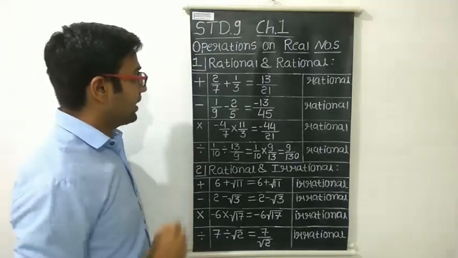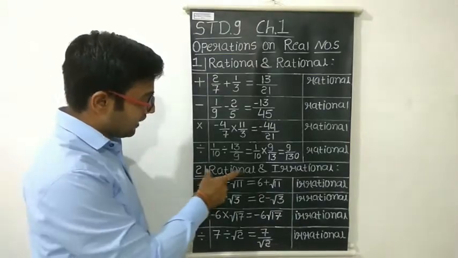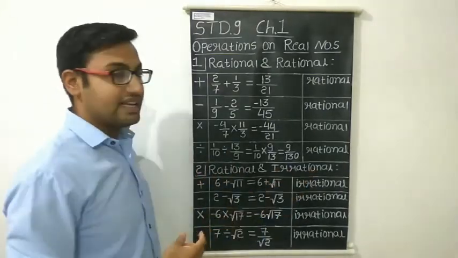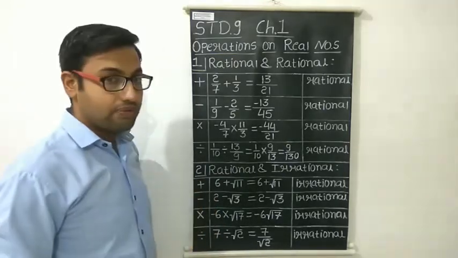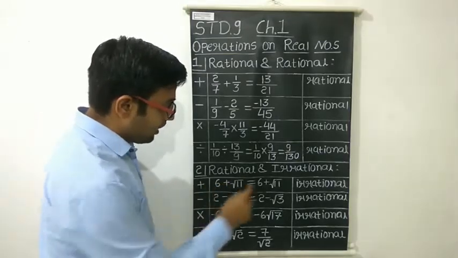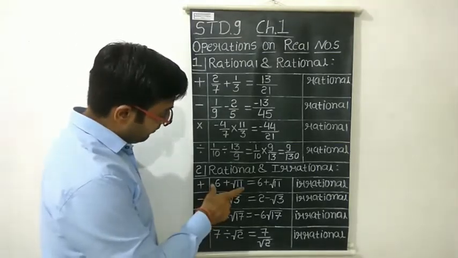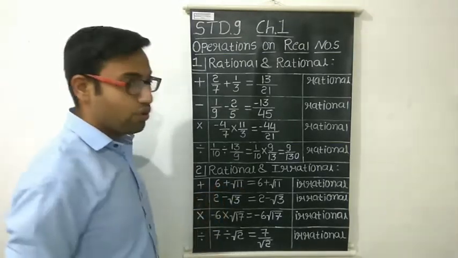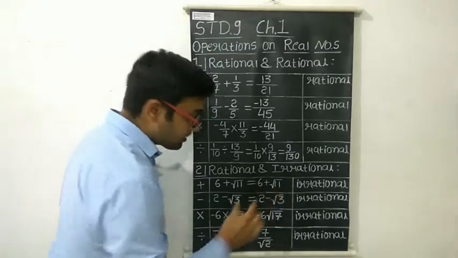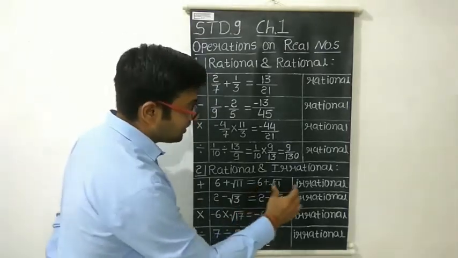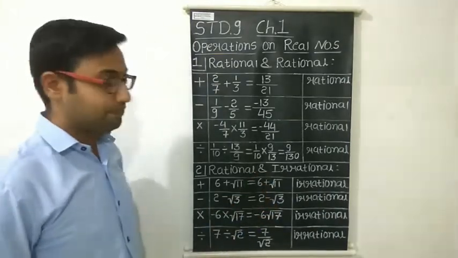Okay. Now the second case. Second case is of rational and irrational. So one number we will take rational and another number we will take as irrational number and apply all the basic operations. So first operation is of addition. First rational number is 6 and the irrational number is root 11, under root 11. So here we know that addition between these two numbers is not possible. So the result we will get as it is, 6 plus root 11. And what kind of number is 6 plus root 11? 6 plus root 11 is an irrational number. Why? Because there is root 11.